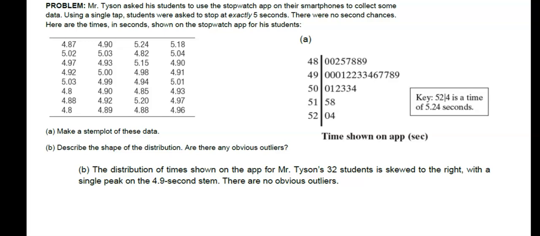The distribution of times shown for the app for Mr. Tyson's 32 students. Very nice context there. We know what this is about, the distribution of times. Very good wording there. And then you follow it. Oftentimes you'll lose a point or some points for not showing context. Sometimes students get really good at saying it's skewed to the right, there's a single peak, there's no outliers, the range is from here to here, but they forget to talk about the context. One sentence about the context is sufficient. That first sentence is key to get full credit on these. That's your lesson for today.